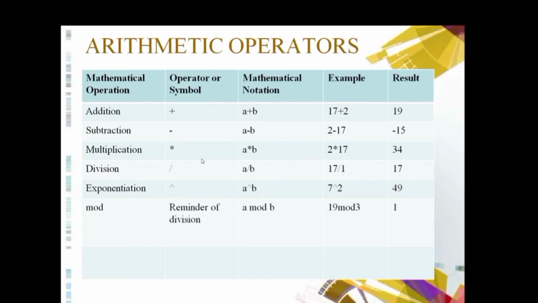After that, the division. Division is used to find the quotient of a division, okay? The exponential, used to calculate the exponent, that is the power value, okay? Here 7 exponent 2 means 7 into 7, that is 49, okay? After that, the mod. Mod operator is used to get the integer part of the quotient while dividing the two numbers, okay? It also provides us the remainder of the division. A mod B. Suppose we have a number 19 mod 3, then the result is 1, okay?